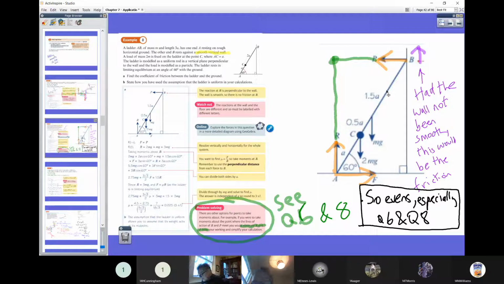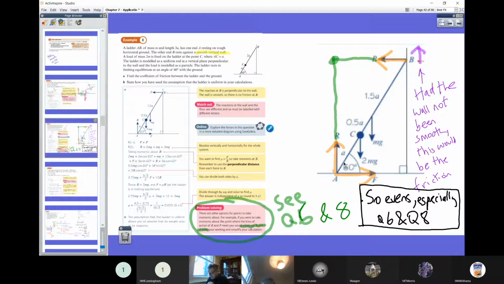Now, second point I wanted to make is the bit they say down about the problem solving, because I think unless you've actually done a few of these, you wouldn't think of doing this. You would naturally want to take moments about some point on the ladder, okay? Probably A or probably B, maybe C, okay? But it can just be a place in space, okay? So just reading down what it says on example 8 down the bottom right-hand corner, whilst they haven't done it themselves on this question, they're noting that it could be done, okay?